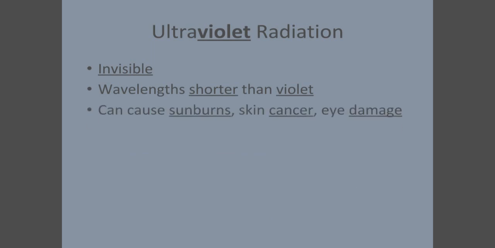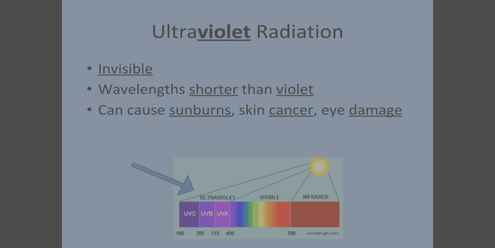Now take a minute to underline or circle the violet in ultraviolet radiation. This too is invisible, with wavelengths that are shorter than violet, and this is the type of light that causes sunburns, skin cancer, and eye damage like glaucoma.